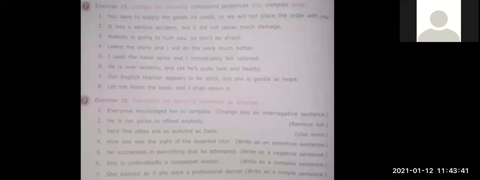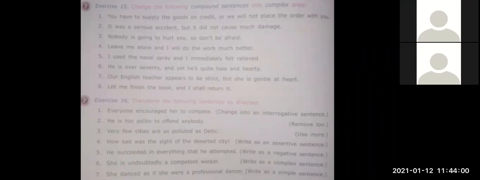Now you see, you have made it interrogative without changing its sense, its meaning, but the transformation of the sentence was done. Once again, everyone encouraged her to compete, and when you change it to an interrogative sentence, the sense should remain the same. This will help the students understand that a particular thing can be expressed in two or three ways while manipulating the formation of the sentence, though the sense will remain the same, right? So it will become, didn't everybody encourage her to compete? Didn't shows that this is the interrogative sentence.